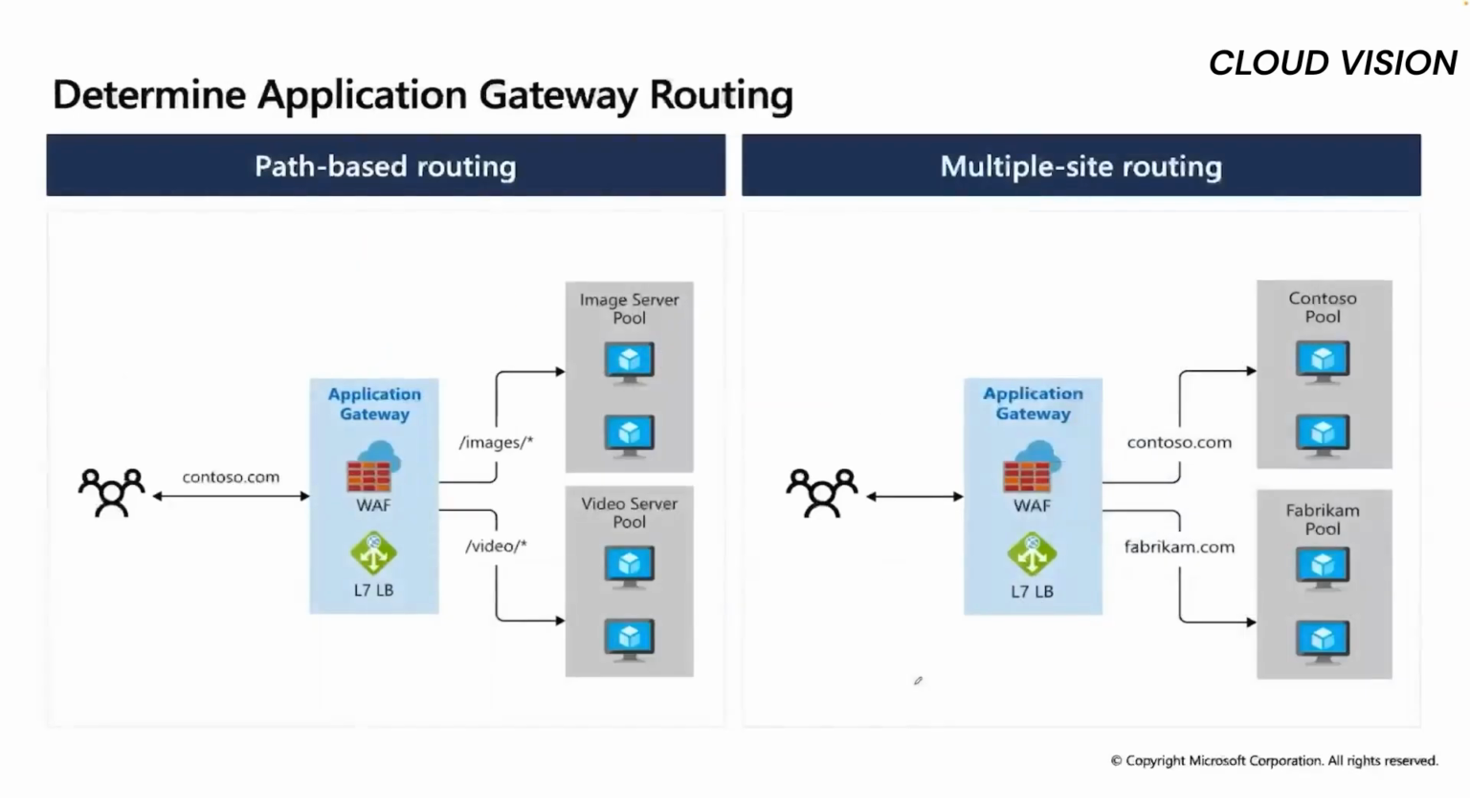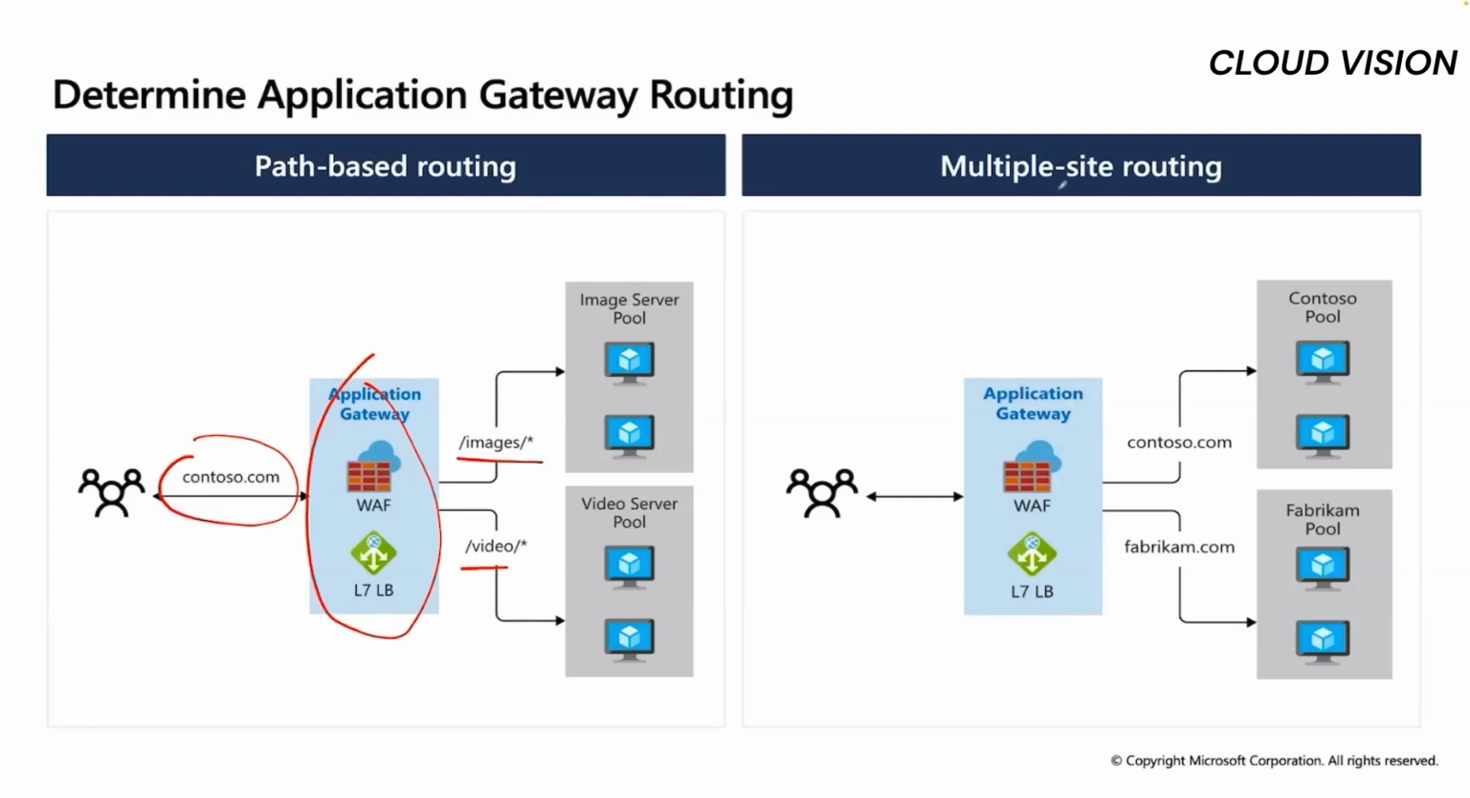So here is another example, path-based and multiple site routing. Say, for example, if it is path-based, then you have a domain, and domain/images goes to this pool. But when it goes to the video, it comes to this pool. In between, you have application gateway, which consists of WAF and the level 7 load balancer. So that's how it's set up.